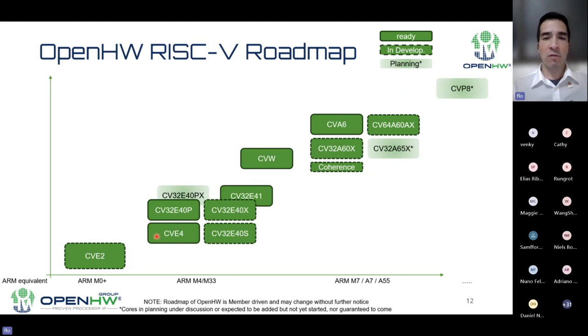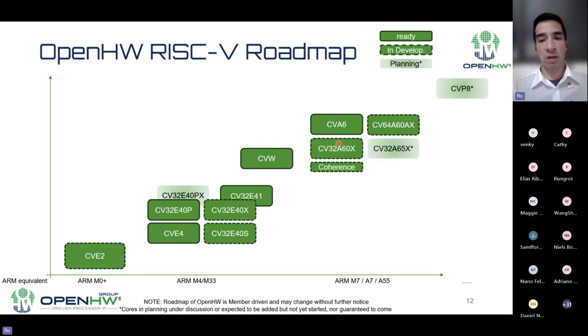Next one is the CVE4 family. Here you can see we have a variety of different cores. Actually, these cores can be used to replace something like an M4 or M33. We have different performance levels, and these cores are verified by a variety of different members.